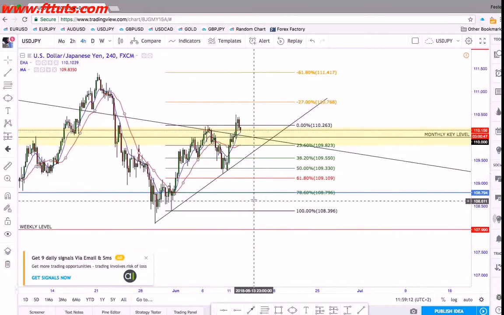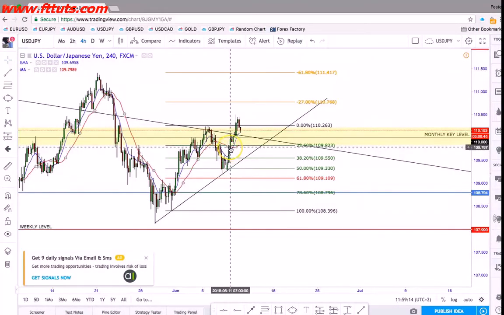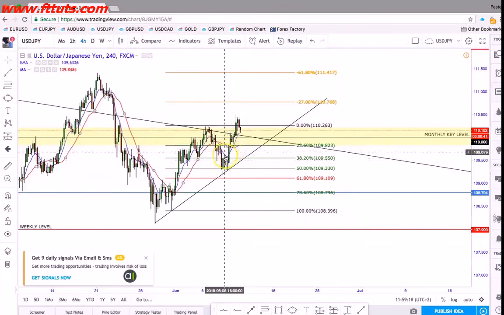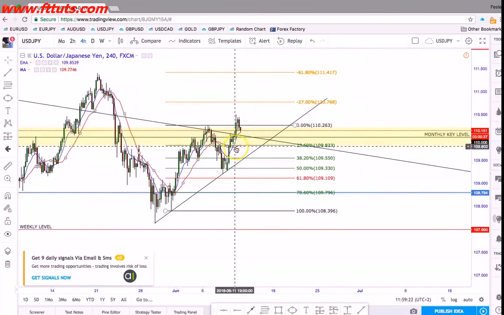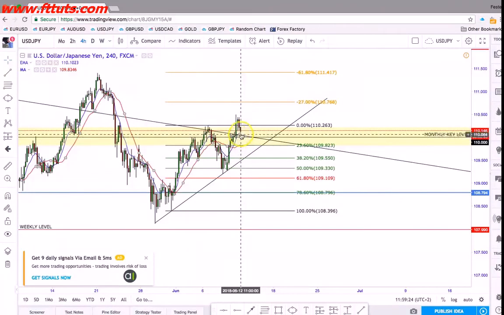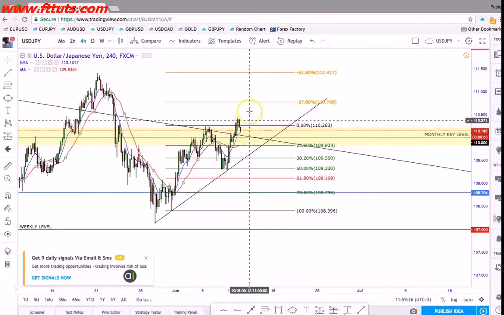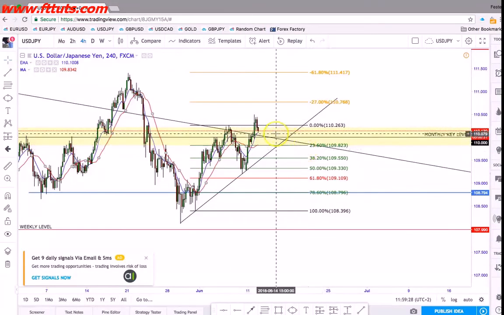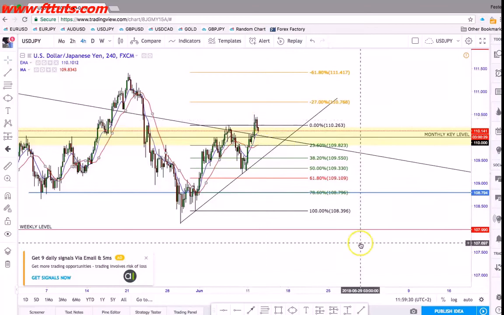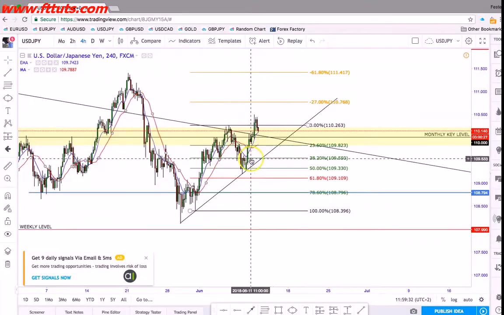Okay, so we can see that we had the break above with a bullish candle on the 4-hour above the blue EMA. The EMA is crossed over, the red is below the blue. Currently, price is respecting the blue EMA. So I do feel that... what's the day? Today is the 12th of June.